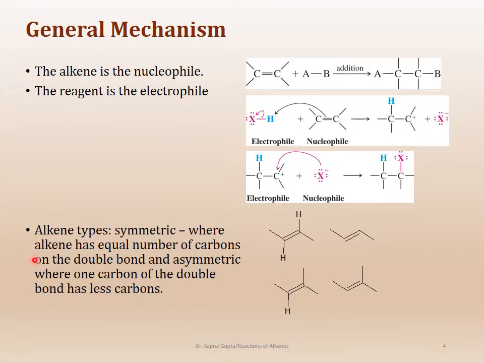A little bit about the general mechanism. We will cover the mechanism individually also as we go on for all the reactions, but just to get you started for some of the mechanisms, because there is a general trend for all the addition reactions. So first of all, again, alkene is the nucleophile here. Whatever reagent you're going to be adding is the electrophile. And the alkene is the nucleophile because alkene has the double bond, which is electron rich.